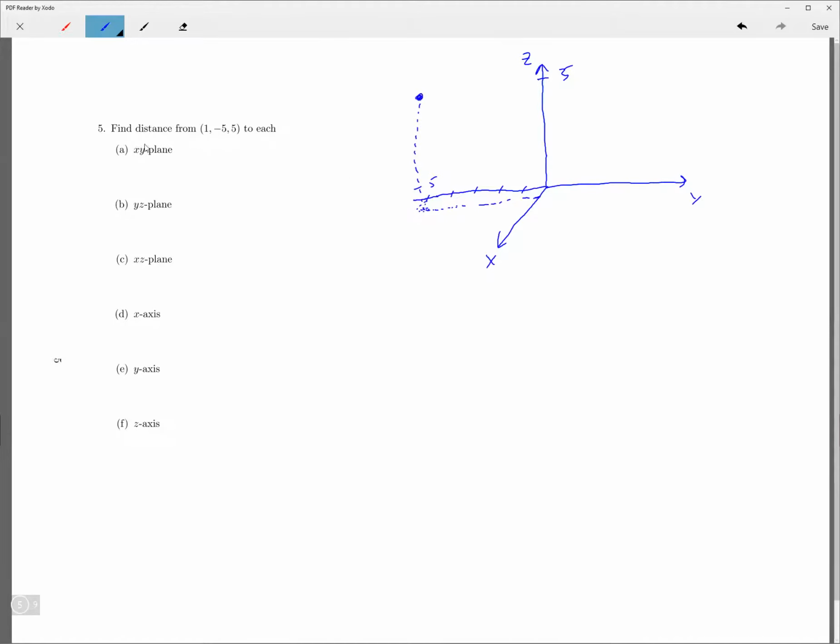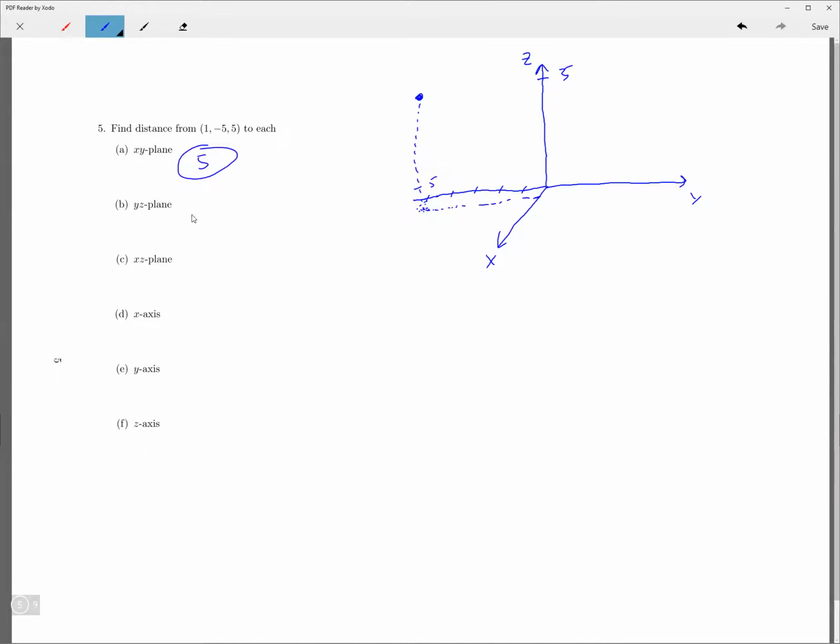Okay, so now the distance between that and the xy plane. So the xy plane is this plane right here. What's the distance going to be? Has anybody figured it out yet? This point right here, what's the distance between this point and this plane down here? Is this 5? Yep, that's just going to be 5. It's just going to be this vertical distance right here, which is 5.